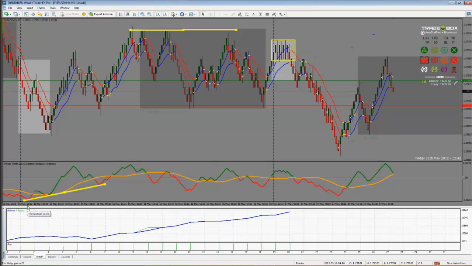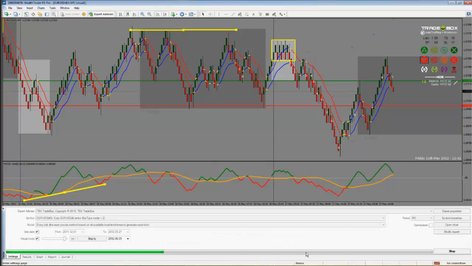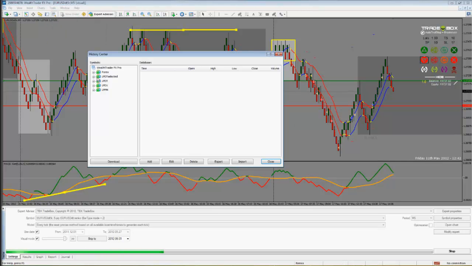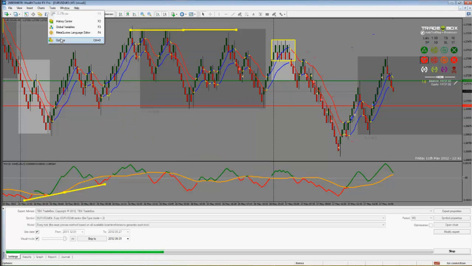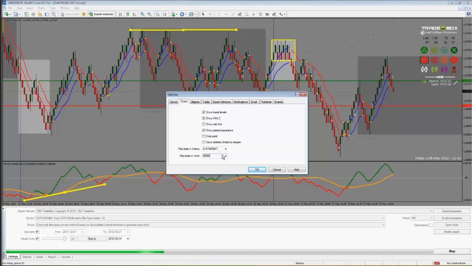Now, we only went through a third of the data that I downloaded with all those bars, but I don't want to keep you here for another 2 hours listening to me talk. But that's how you do it. Tools, History Center, select your pair, and then select Download. Or before you do that, I should say, make sure you've got the maximum amount of bars selected under your options and charts. And then just leave your Renko charts running for a few days to build up that history.